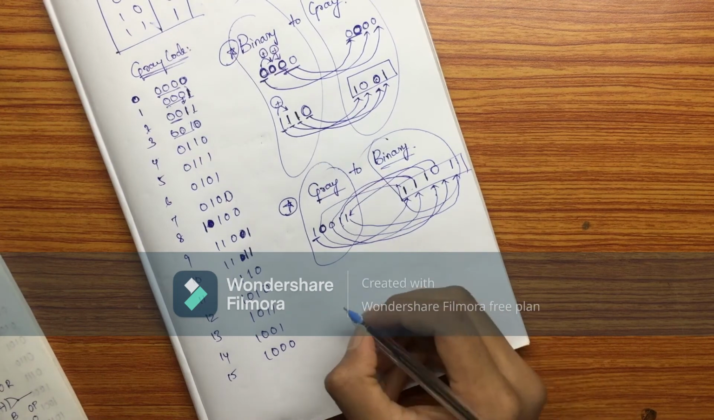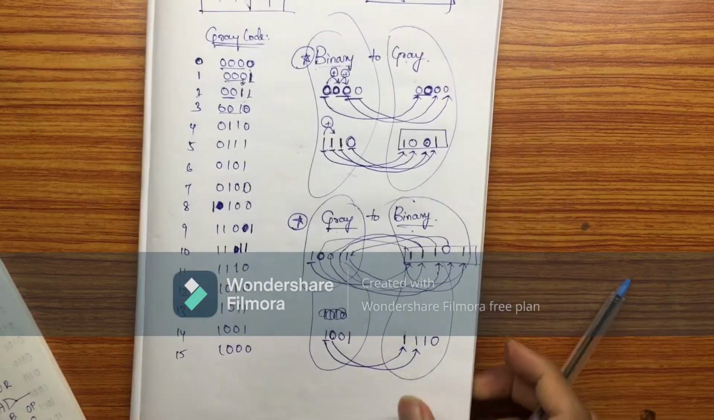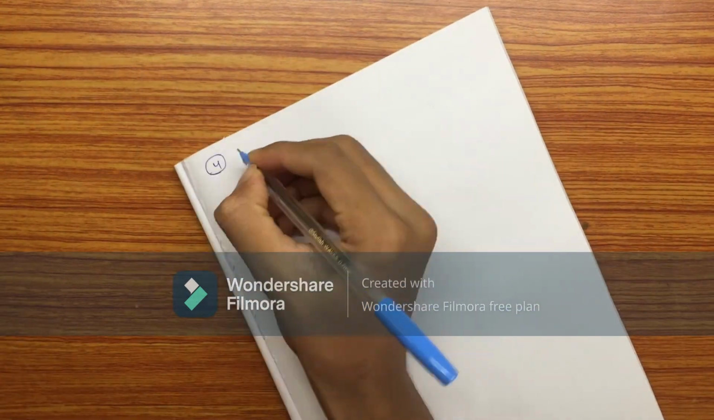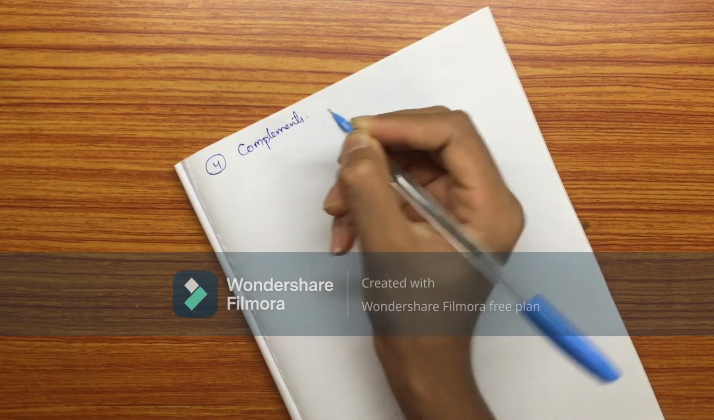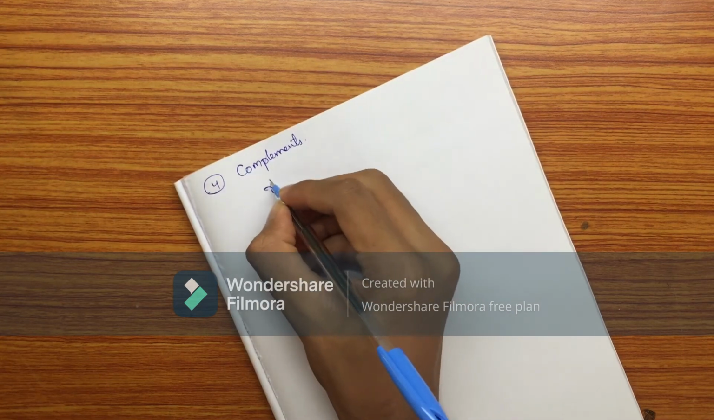Okay, let's do one more example. So next thing, complements. What is R's complement?